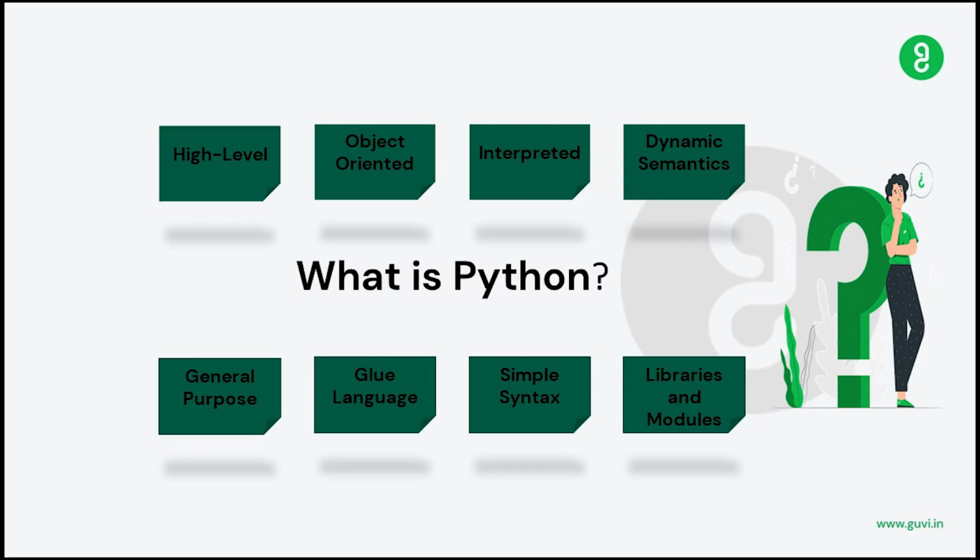hardware. When we talk about object oriented programming, this means that it supports the use of classes and objects which can be used to model real world entities. Object oriented programming is a programming paradigm that uses objects and their interactions to design applications and programs.